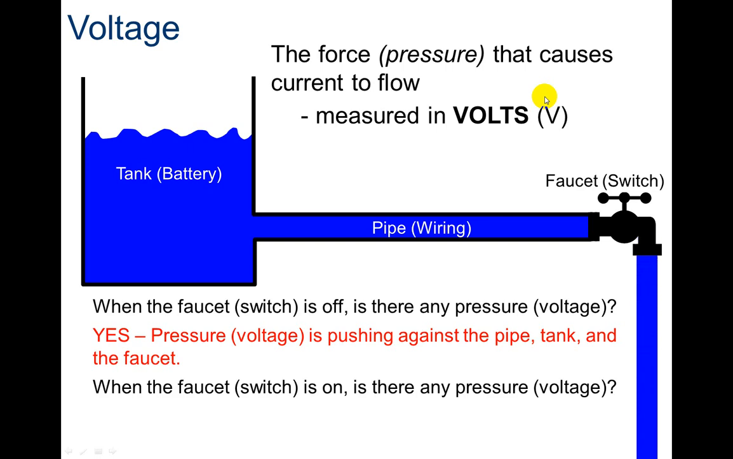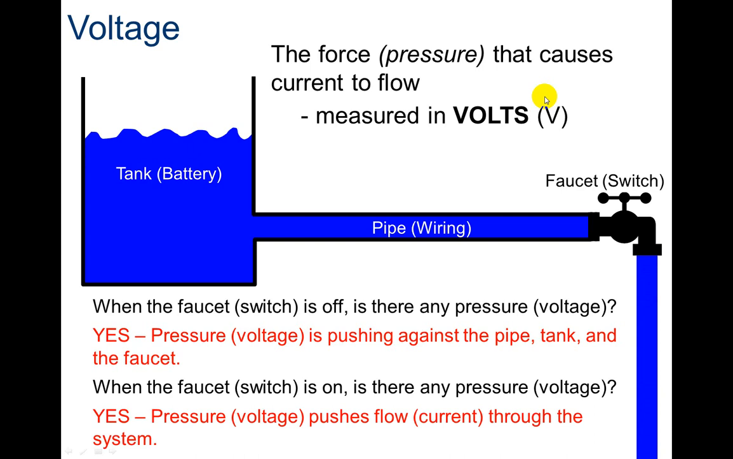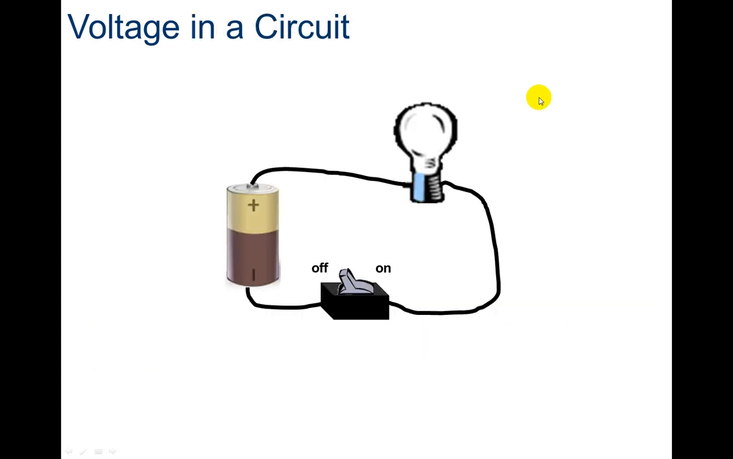When the faucet switches on, is there any pressure or voltage? Well, yes, still pressure. It's still pushing up against the tank, it's still pushing up against the pipe, but now it is allowed to open. And so the volts are going to stay the same. We're still going to be releasing the same number of electrons, whether it's on or off. And those negatives are still going to be repelling, whether it's on or off.